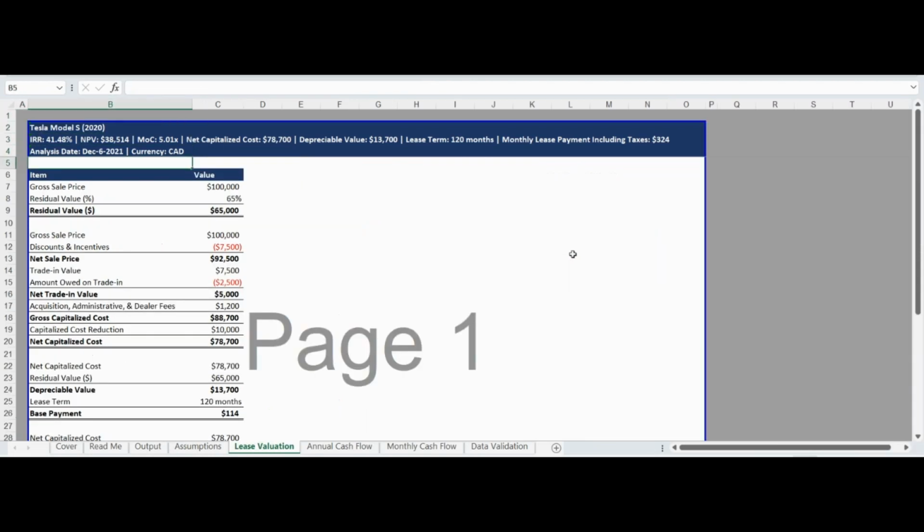The Lease Valuation tab contemplates all of the user assumptions to value the vehicle lease and determine the monthly and total lease payments. The lease valuation details all components from gross sale price, to residual value, to net capitalized costs, to the depreciable value.